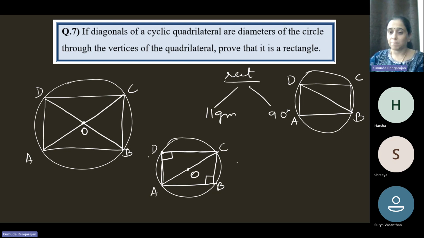If you take BD as the diameter, angle BCD is 90 degrees, angle BAD is 90 degrees. Here, with AC as diameter, ADC and ABC are 90 degrees. You can mention any one of these four. You don't have to write all four. So in the parallelogram, one angle is 90 degrees, therefore it's a rectangle.